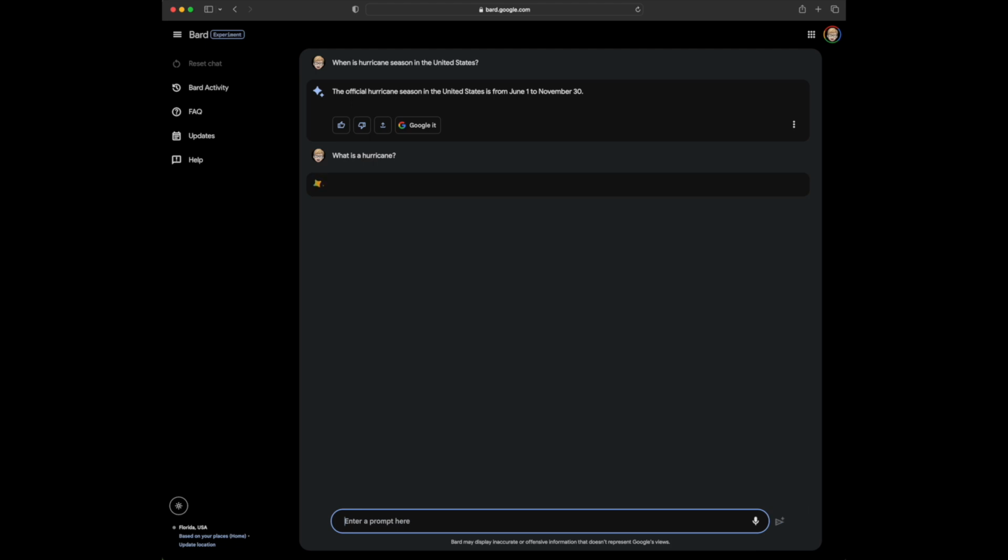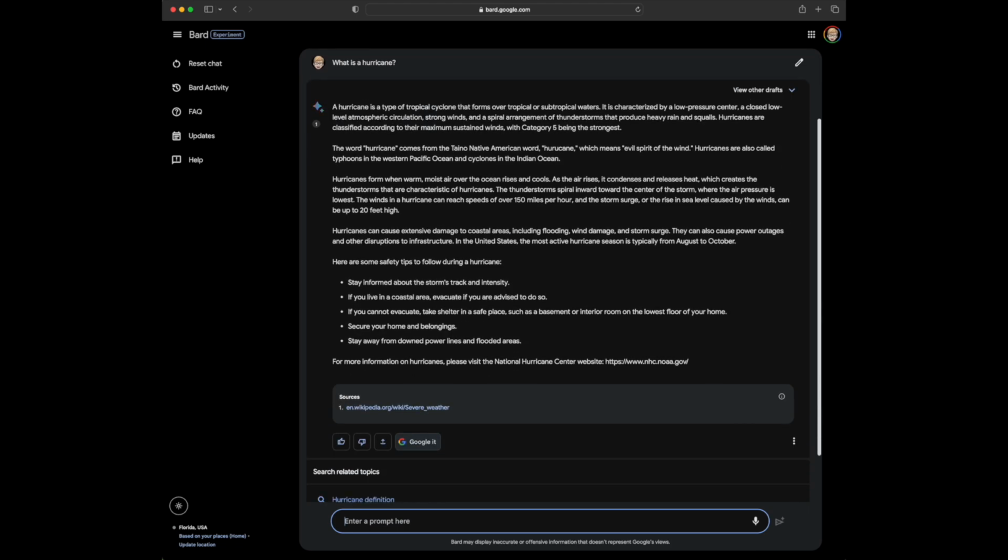So what is a hurricane? So a hurricane is a type of tropical cyclone that forms over tropical or subtropical waters. It is characterized by a low pressure center, a closed low level atmospheric circulation, strong winds, and a spiral arrangement of thunderstorms that produce heavy rains and squalls. Hurricanes are classified according to their maximum sustained winds, with Category 5 being the strongest. The word hurricane comes from the Taino Native American word hurricane, which means evil spirit of the wind. Hurricanes are also typhoons in the Western Pacific Ocean and cyclones in the Indian Ocean.